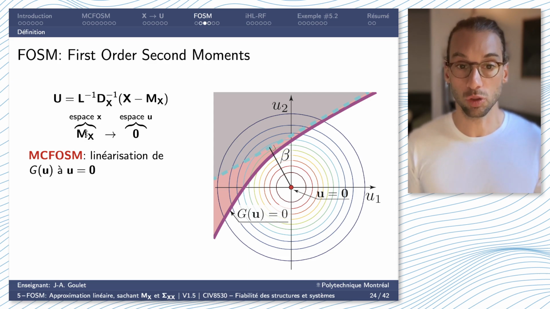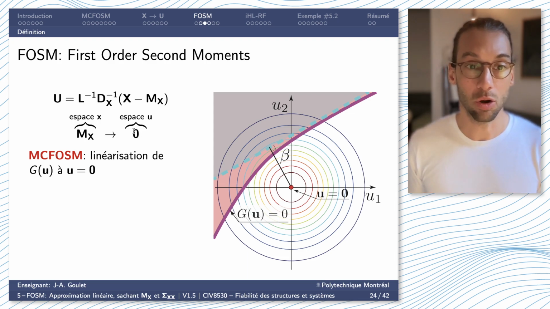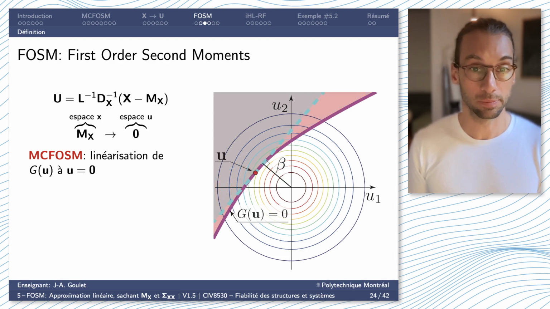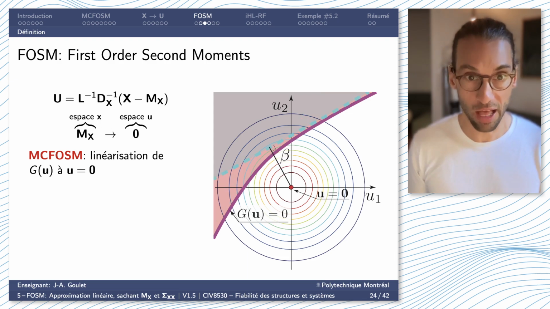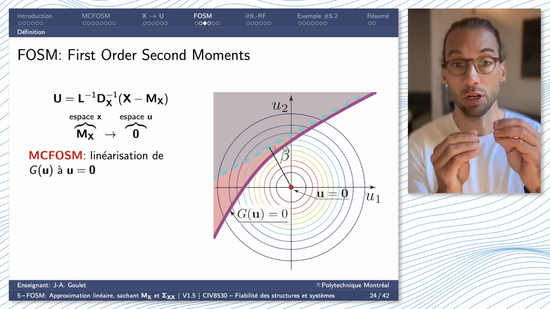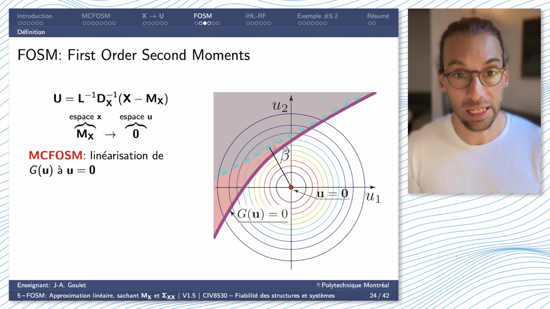So when we were using MCFOSM, we were linearizing, applying our first order Taylor series expansion at the origin in the standard normal space, because we were evaluating at the mean value in the original space. But it might be a good approximation here, and not a good approximation there, where we're interested in correctly separating the failure and the survival domain. So we can see here, as an example, a very crude approximation of what should be my limit state surface.